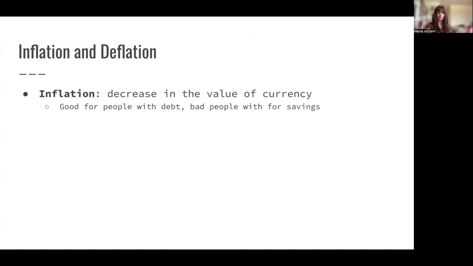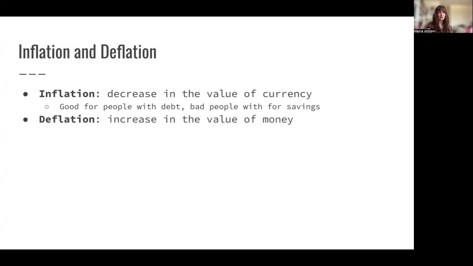So say you took out student loans, for example, enough for 4 years of tuition. Now, with inflation, the value of money decreases. So by the time you pay it back, that same amount of money might only be worth 2 years of tuition if you were starting now. However, it's bad for you if you have savings. So if you put money into a savings account early in your career, then when you go to withdraw from it in retirement, it's not worth as much as it used to be. So your purchasing power has gone down.